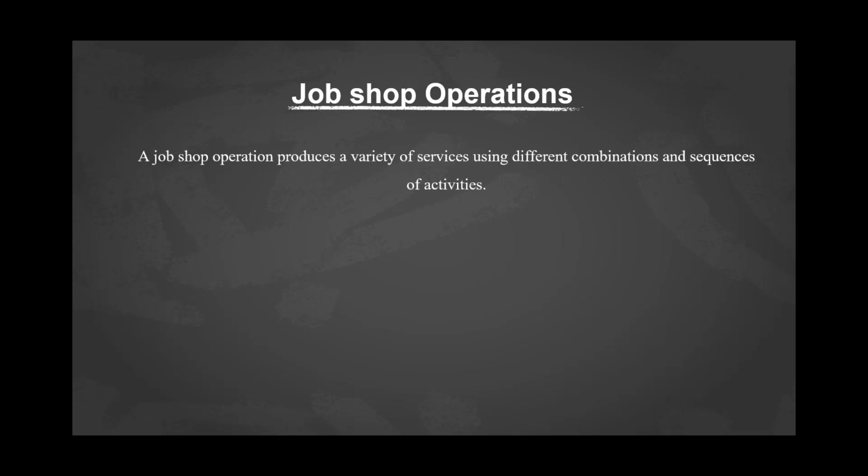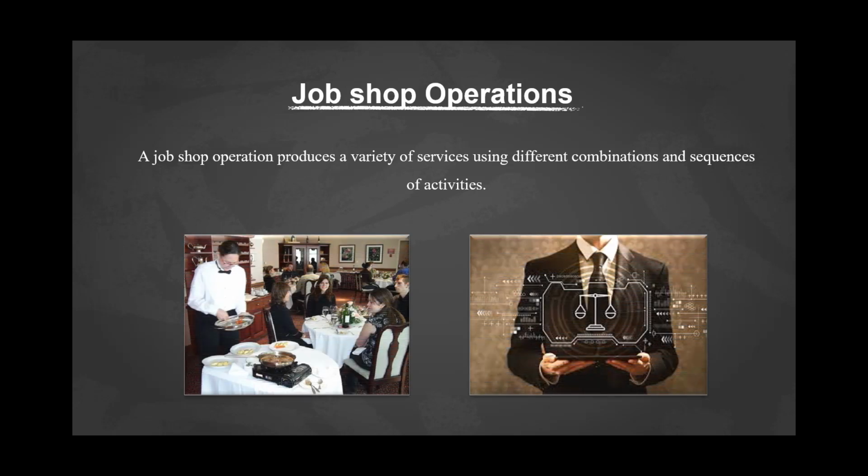A job shop operation produces a variety of services using different combinations and sequences of activities. The service can be tailored to meet varying customer needs and to provide a bespoke service. Restaurants and professional services are examples of job shop operations. While flexibility is a key advantage of this type of system, it may suffer from being more difficult to schedule, more difficult to substitute capital for labor in the system, and more difficult to calculate the capacity of the system.